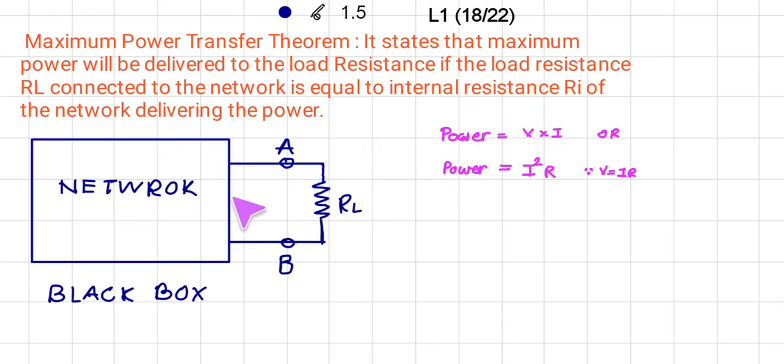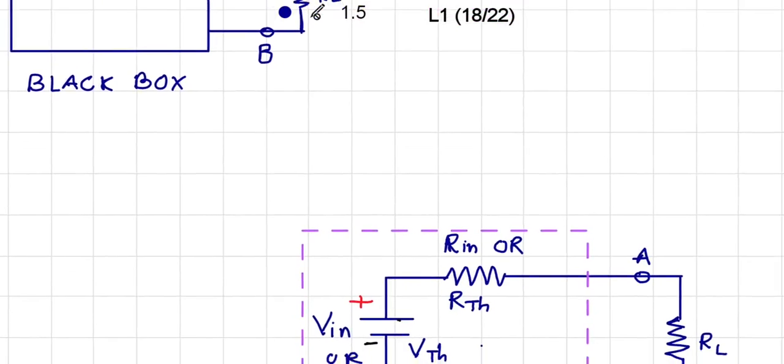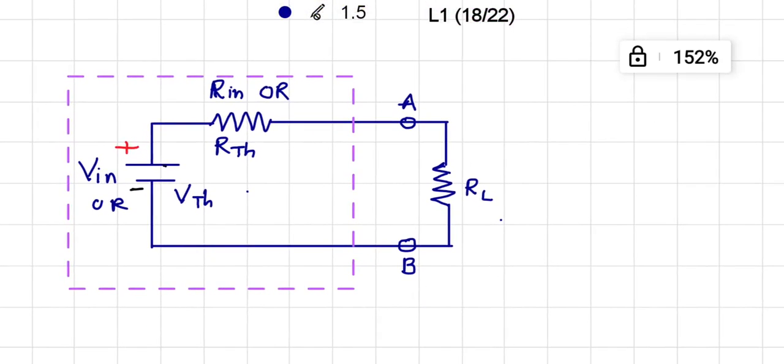So here in this network we are going to see what the maximum power transfer theorem is. Let us consider the same network. Now for the sake of understanding, what we have done is that this is the network to which we are now seeing the inner view, that is, there is one battery and there is a resistance. We may call it V in, connected to resistance R in.